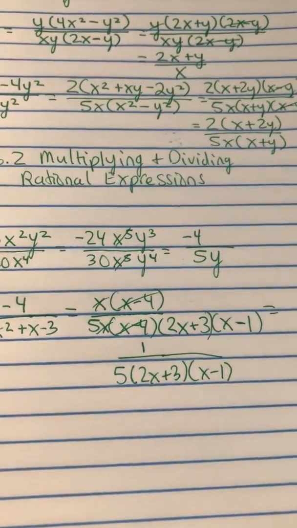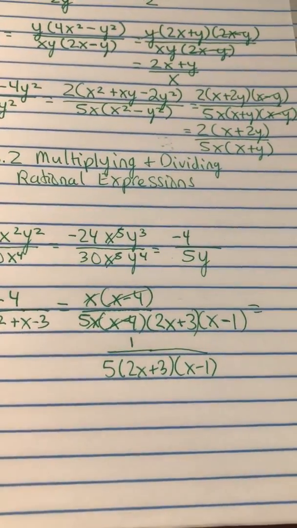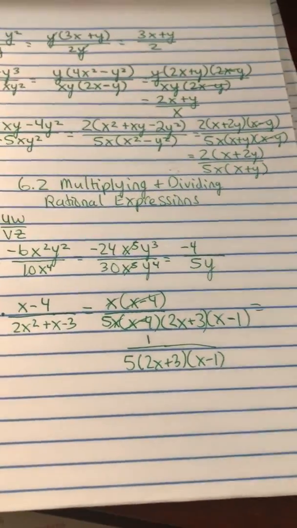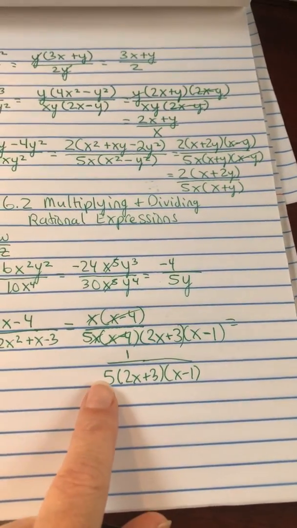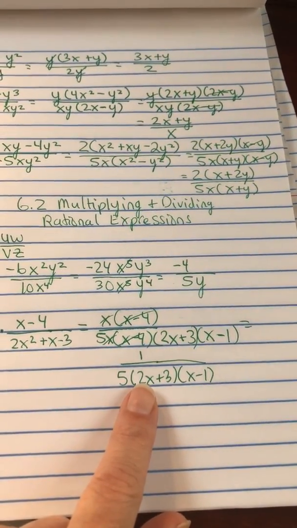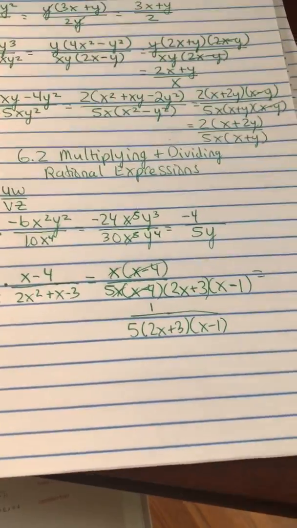Okay? Good. They might ask you for the domains in these. All right, so the x here, you can't have 1, and you can't have negative 3 halves. Okay, because you just can't have 0 on the bottom.